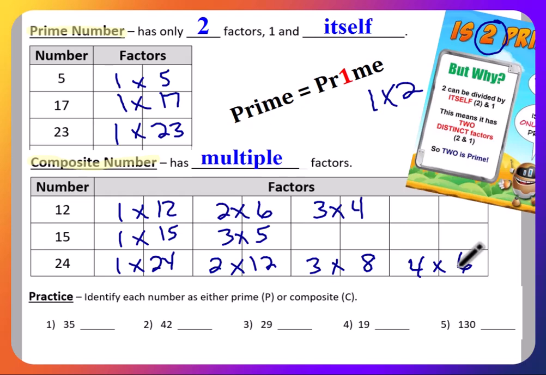So pause the video, come down here to the practice, and identify each number as either prime or composite, then come back and check your answer. Okay, 35 is composite, 42 is composite, 29 is prime, 19 is also prime, and 130 is composite.